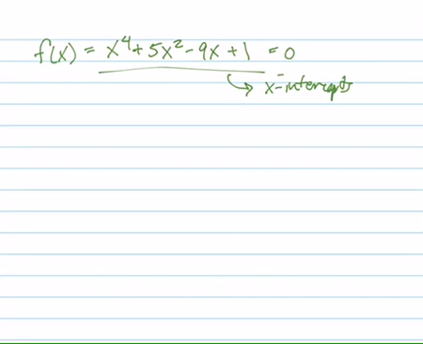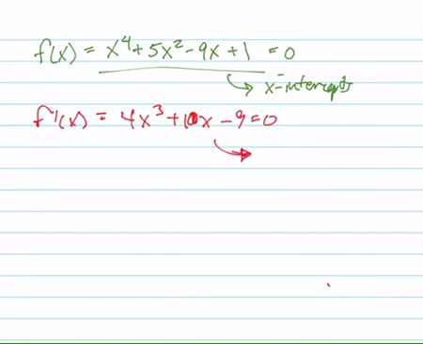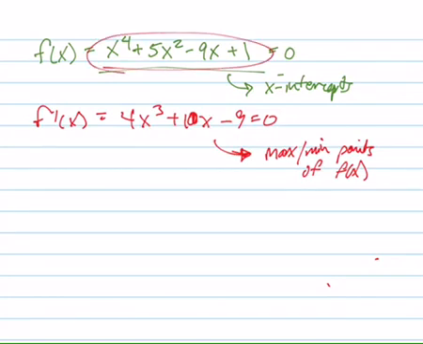Now, if you take the derivative of that function, you can just use the power rule: 4x cubed plus 10x minus 9. If you set that equal to 0, what does that help you find? It helps you find the max and min points of f of x.